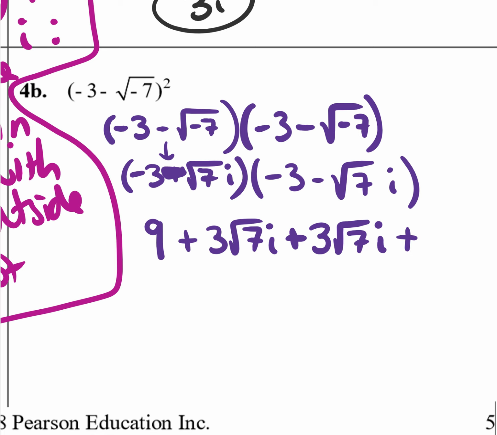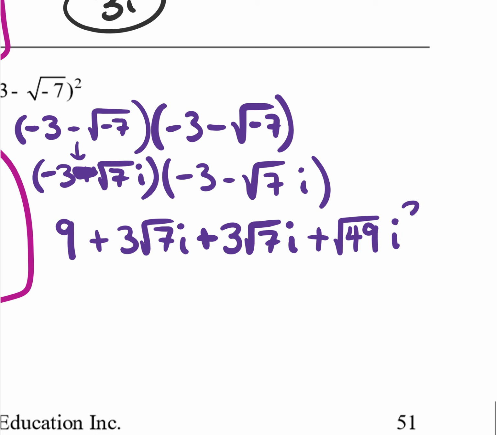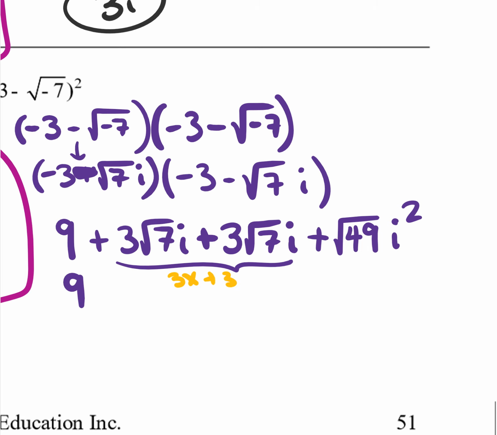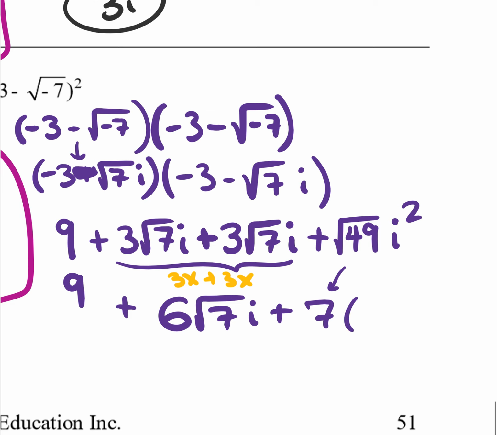Okay, then the last times the last is a negative times a negative again. This time it's a root 7 times a root 7, which makes a root 49. And it's an i times an i, so I'll write i squared. All right, so it's looking similar to the last one so far. 9, and then we'll combine like terms here. Like we said before, think of this middle guy as like a 3x plus 3x, even though it's a root 7i as your x. But that would make 6 of whatever you're trying to add, and we're trying to add root 7i's. And then the square root of 49 is just 7, and i squared is -1.